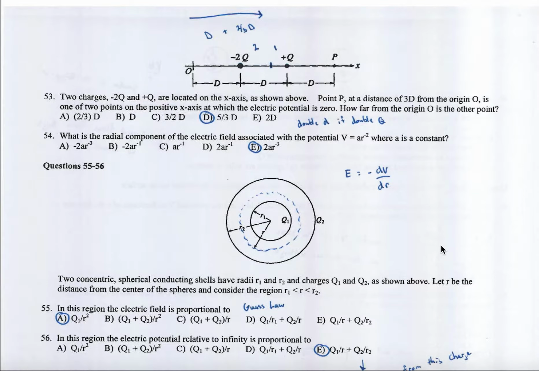Charges 6 through 10. Okay, so we got two charges located. This one is really more of a thought question, which is why it's a quicker multiple choice. So we know that the voltage is going to be zero infinitely far away. We also know that the voltage is going to be balanced right there.